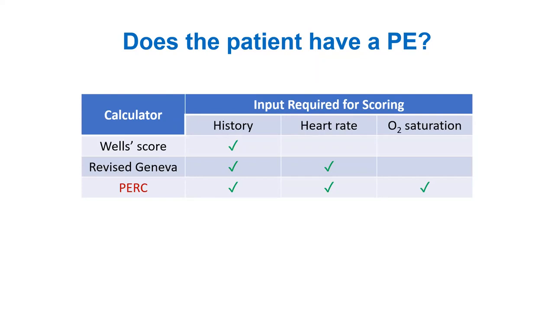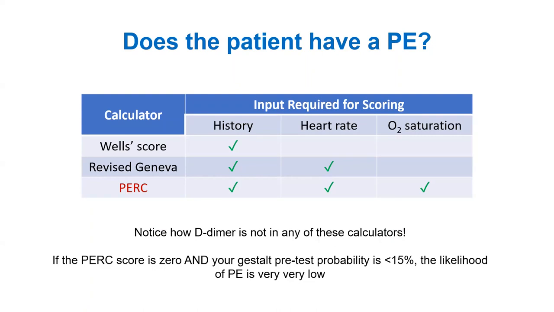So you can actually use any of these clinical calculators once you get the history and a set of vitals. I think it's important to note here that the D-dimer is not in any of these calculators. So unlike today's morning report, if you don't have a D-dimer, but you have this information, apply the risk calculator first before getting the D-dimer. Like I said, the PERC is in red because if the score is 0 and your gestalt pretest probability is less than 15%, the likelihood of PE is very, very low.